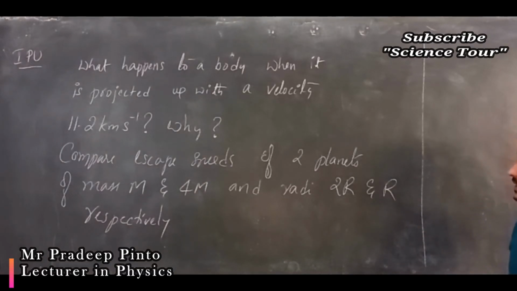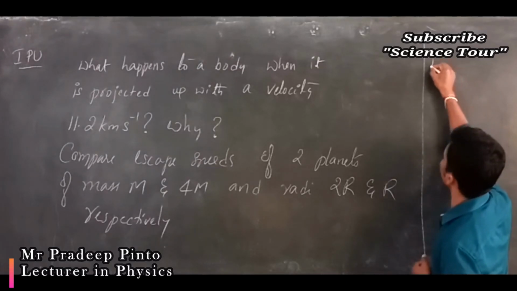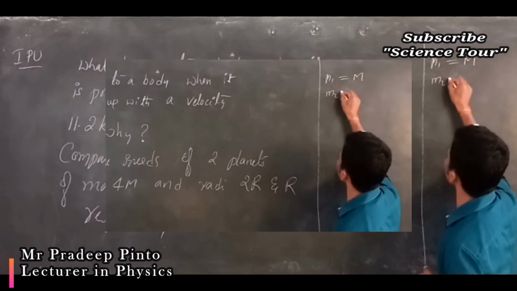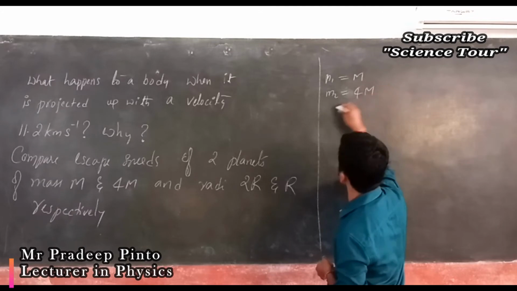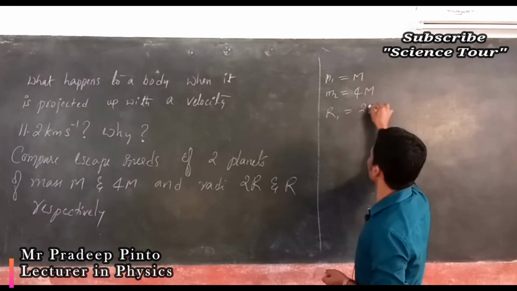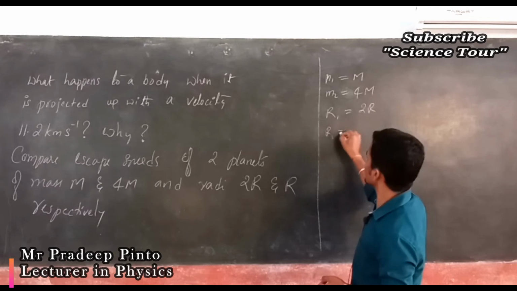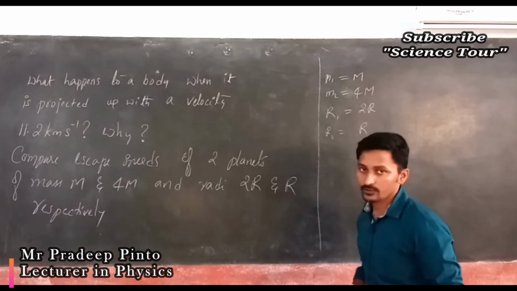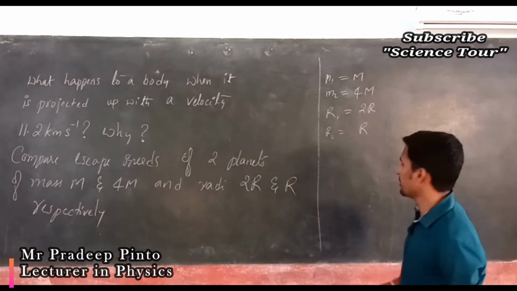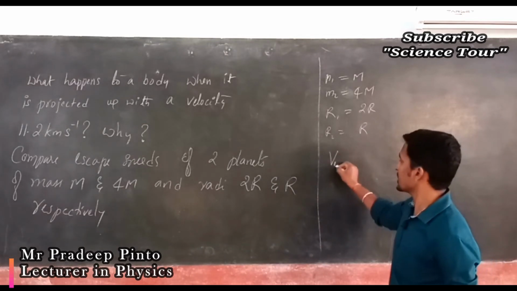Now compare the escape speeds of two planets of mass m and 4m. So for the first planet, m1 is m and m2 is 4m, and the radii r1 is 2r and r2 is r. We have to compare them. Compare means I can take the ratio and compare. So for the first one, what is the escape velocity?